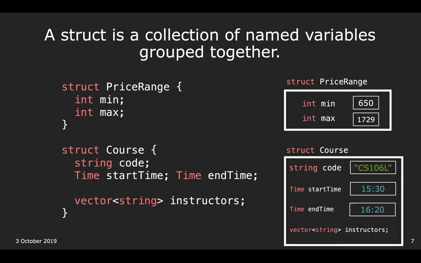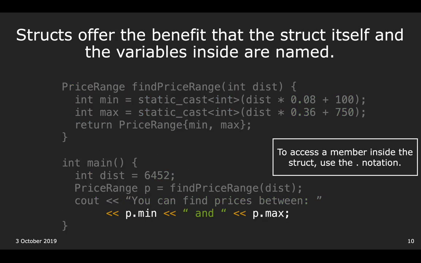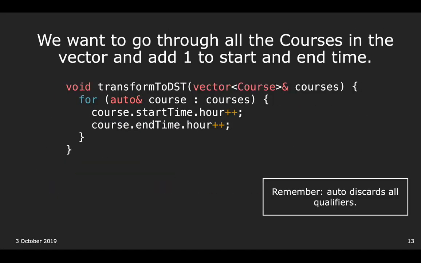Okay, so for example, another struct we can do, I was going to do this example, but we ran out of time, is a struct called Course. Inside the course, there can be a string code, CS106L. There can be a start time and an end time. Time is another struct that we can create, which has an hour and a minute. So for example, the start time could be 3:30, end time could be 4:30. The struct can also have a vector of strings, instructors. This is just another example of how you can work with structs. You can have a vector of courses, itself a struct. I will go through these later if we have time.